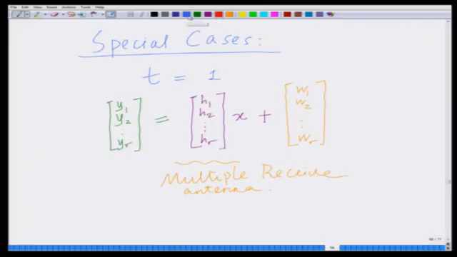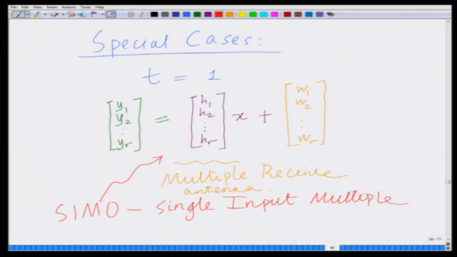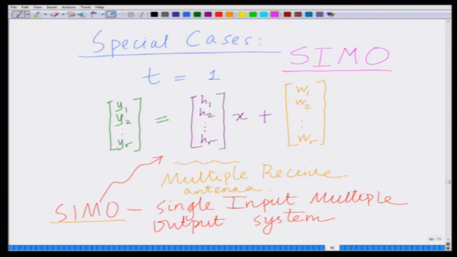So this wireless system, which has a single transmit antenna and multiple receive antennas, is also known as a SIMO system, or basically a single input multiple output wireless communication system. Let me write this down over here.